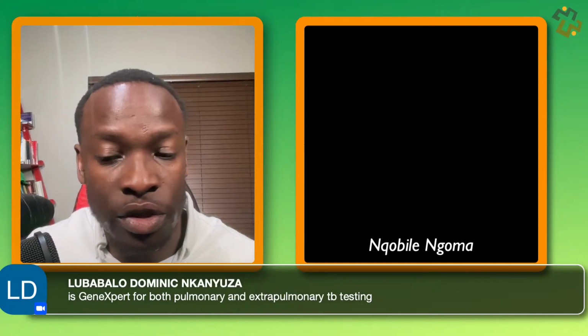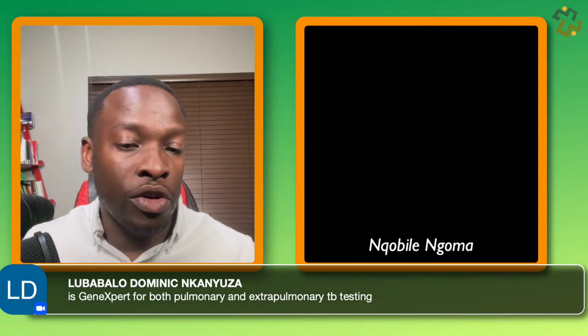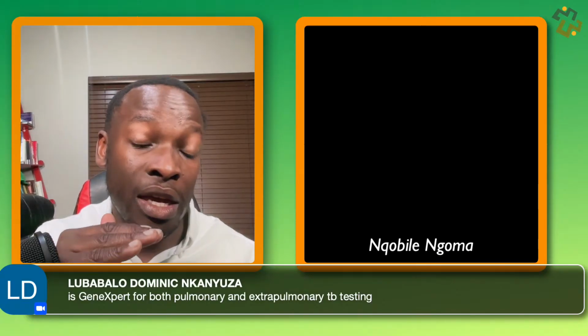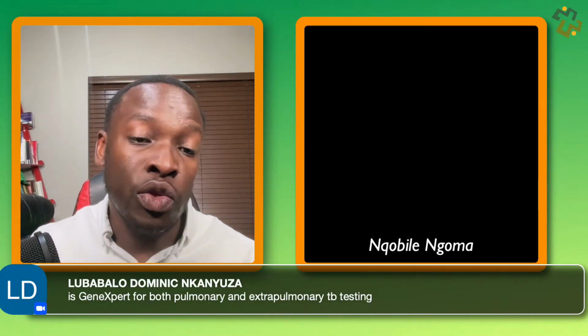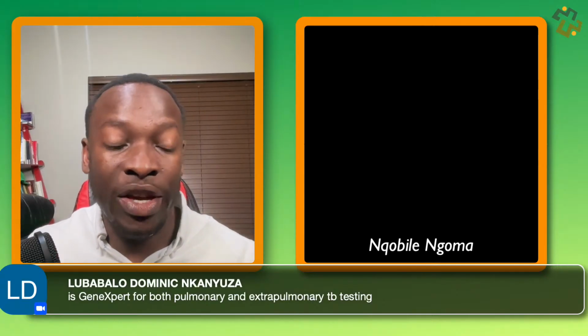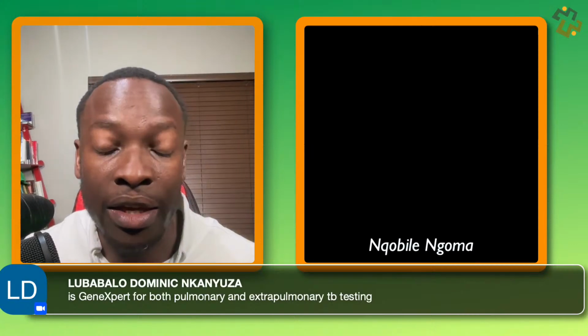If you have a lymph node, you can send it. To be honest, we use it. We know the yield and the specificity. The sensitivity is low, so those tests are only good when the result is positive. When they are negative, you cannot necessarily say there's no TB.